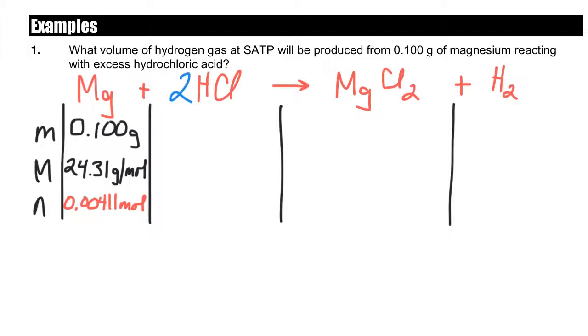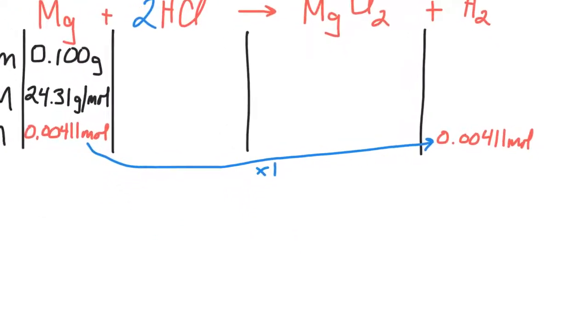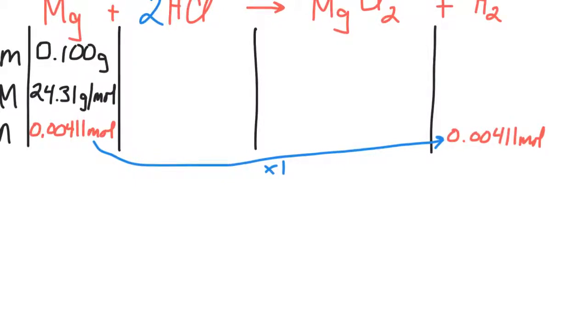Now the question is asking me what volume of hydrogen gas. So I need to know how many moles of hydrogen are being produced. So I look at my molar ratio. The coefficient in front of magnesium is 1. The coefficient in front of hydrogen is 1. So that means they react in the same molar amounts. So times 1, it's the same. So I know I have 0.00411 moles of hydrogen gas, but the question's asking me for a volume.